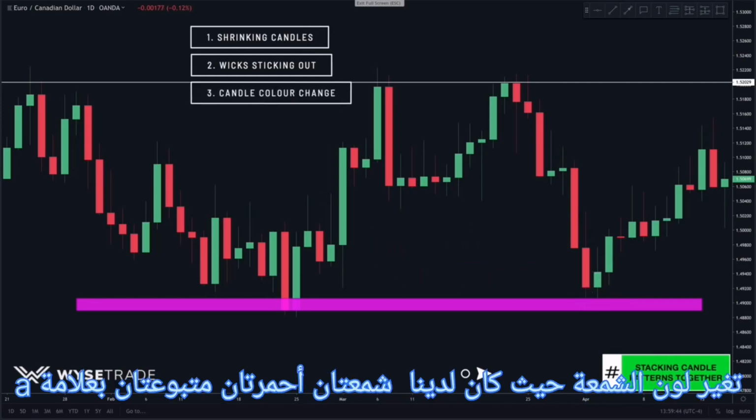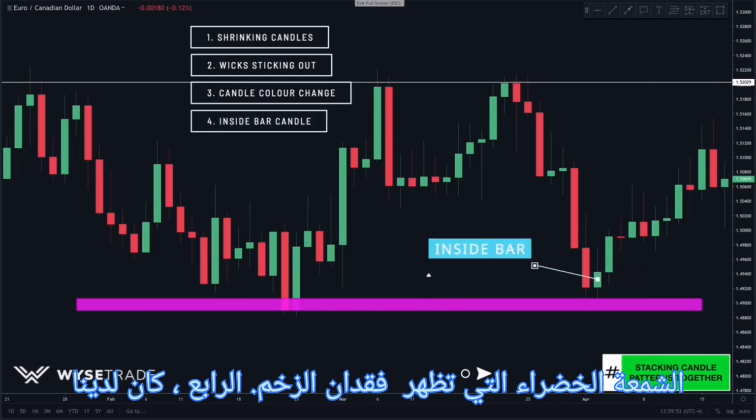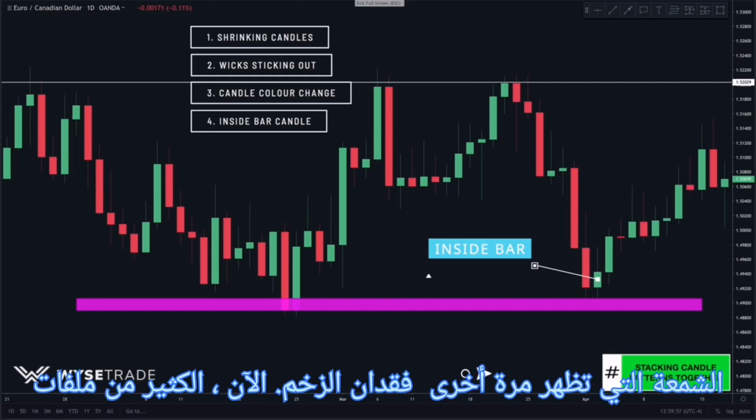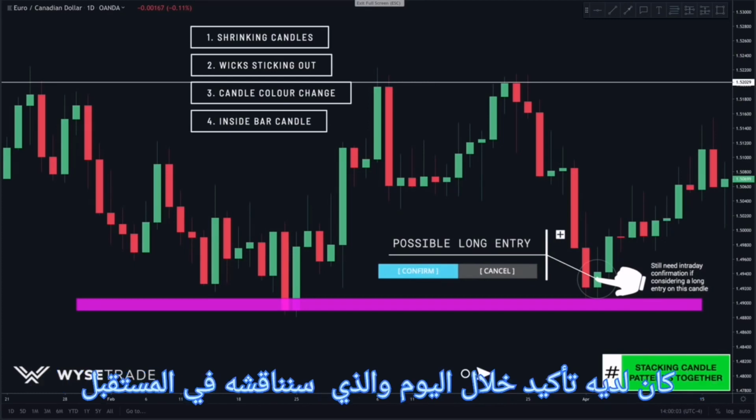Third, we had a candle color change, as we had two red candles followed by a green candle, which shows momentum loss. Fourth, we had an inside bar, as this candle is smaller than the previous candle, which again shows momentum loss. Now, a lot of traders would look to go long right on this candle if they had intraday confirmation, which we will discuss in a future video.